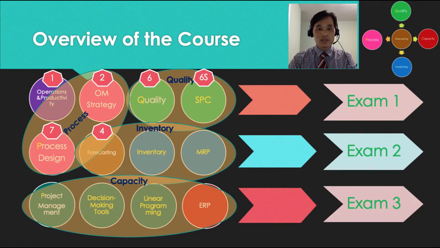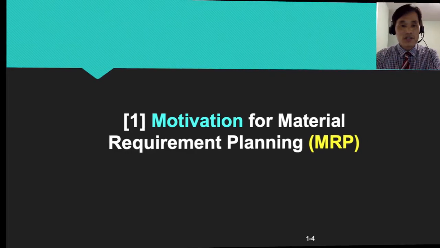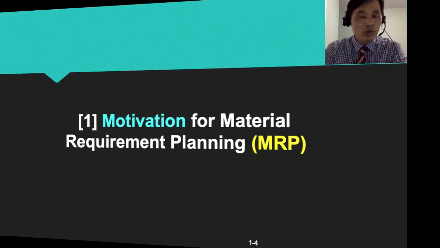Let us briefly take a look at the structure of the course. We have learned inventory management so far, and in this lecture, we'll finish inventory management. Next time, we'll move on to capacity management. And exam 2 will cover process design, forecasting, inventory, and MRP. Let's first discuss motivation for material requirement planning.